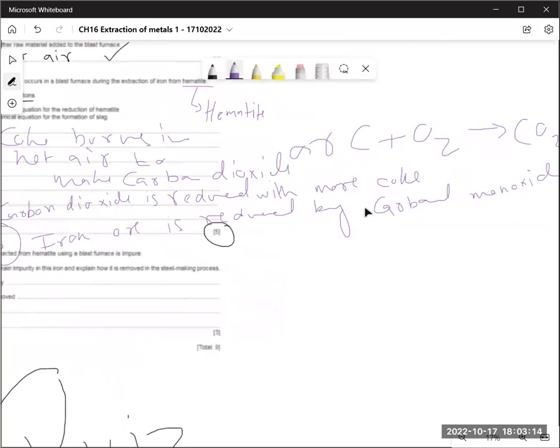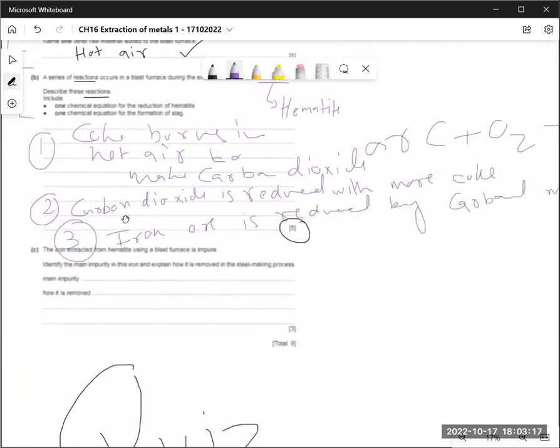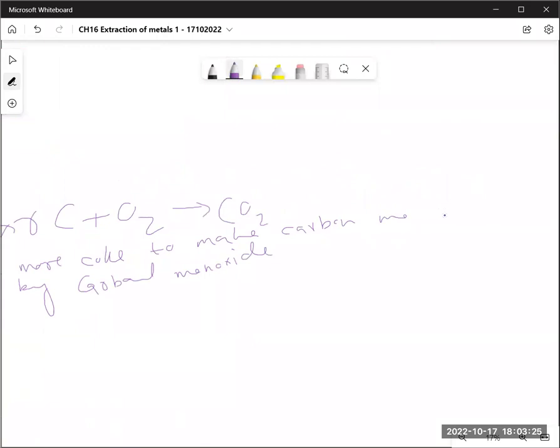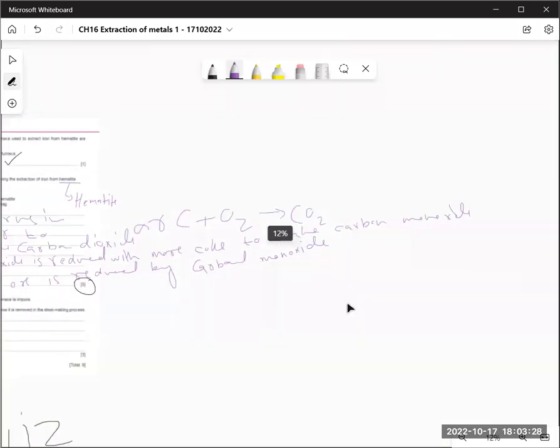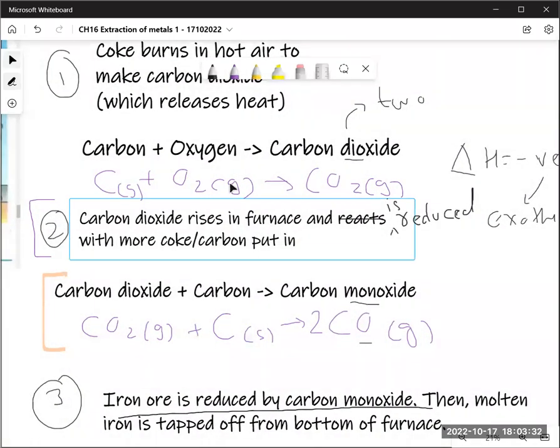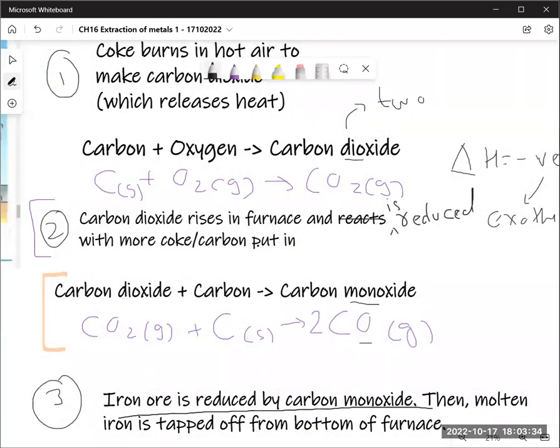Any questions? Now over here, we also have to write carbon dioxide is reduced with more carbon to make carbon monoxide. That's the third step done. Now, again, in the second step, I want you to add one more thing. In the second step, remove, cut that word out, and just try to make carbon monoxide.